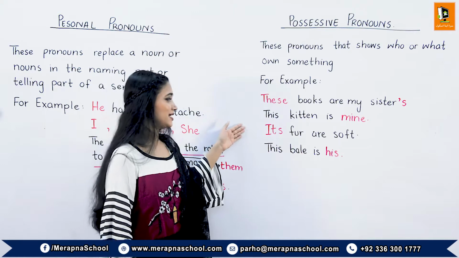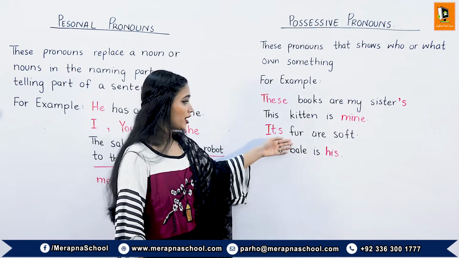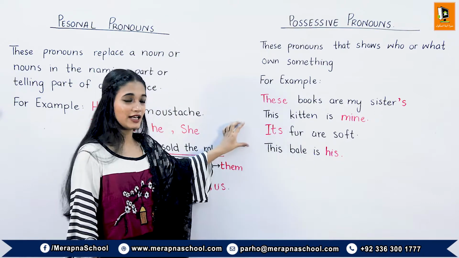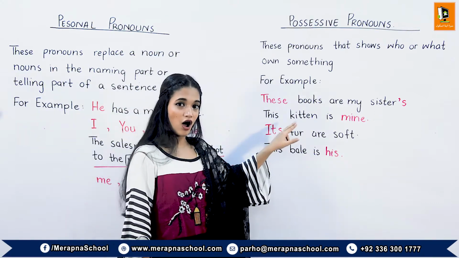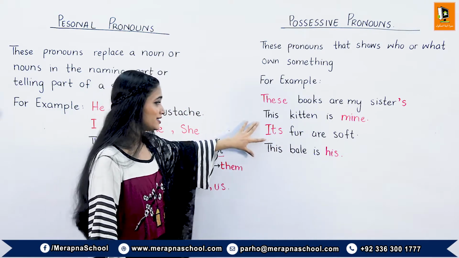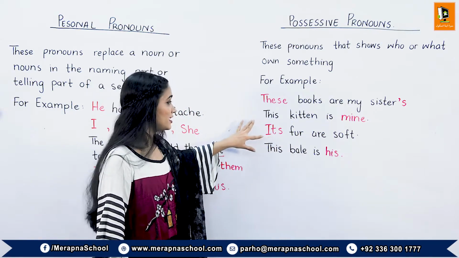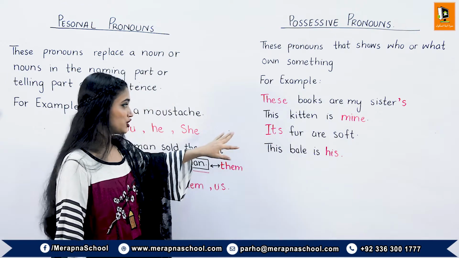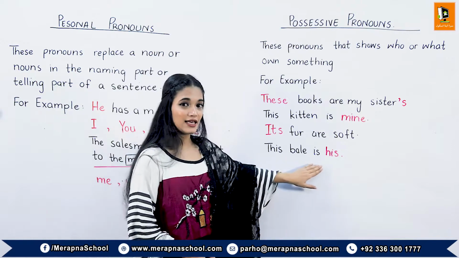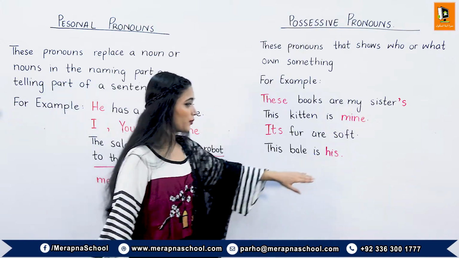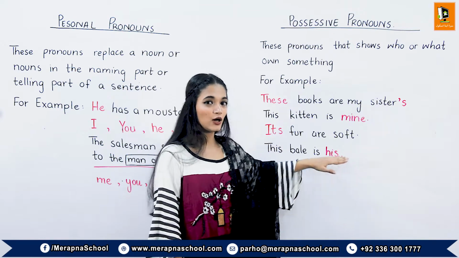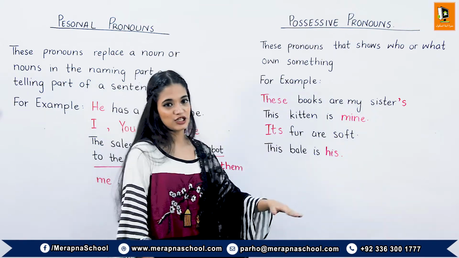In the next sentence, its fur is soft. Its is referring to the fur of the cat or kitten. So it is showing the possessive pronoun or ownership of the fur. This ball is his. So the word his is a possessive pronoun which is showing the ownership or relationship.